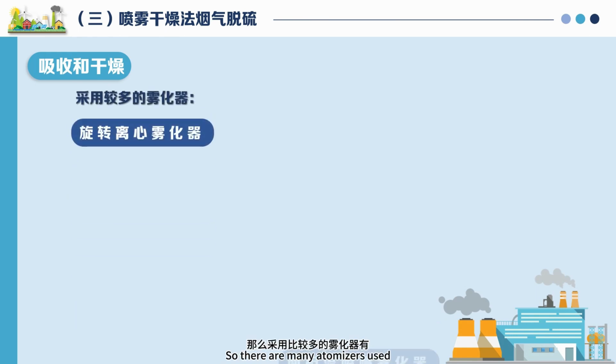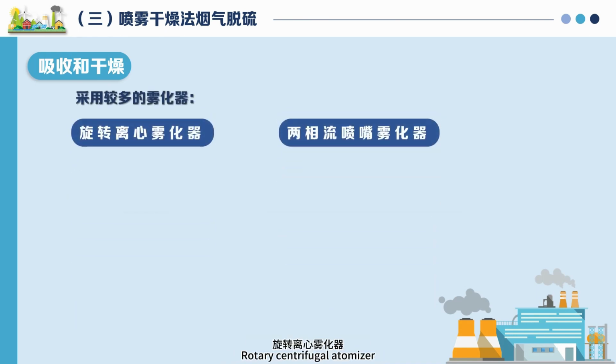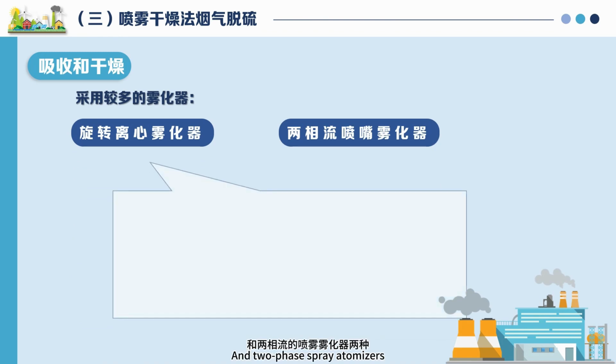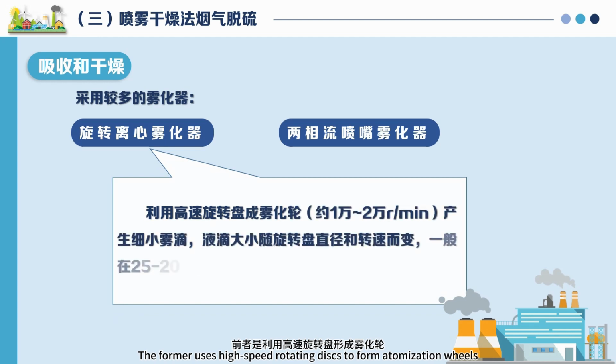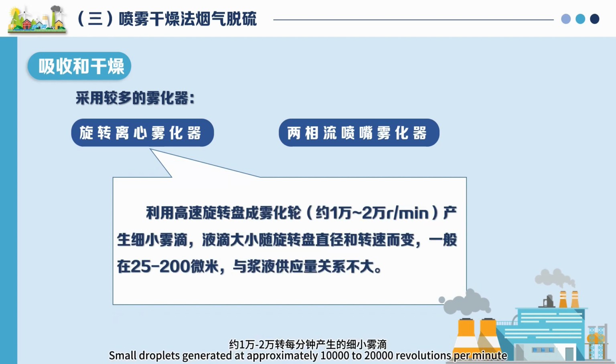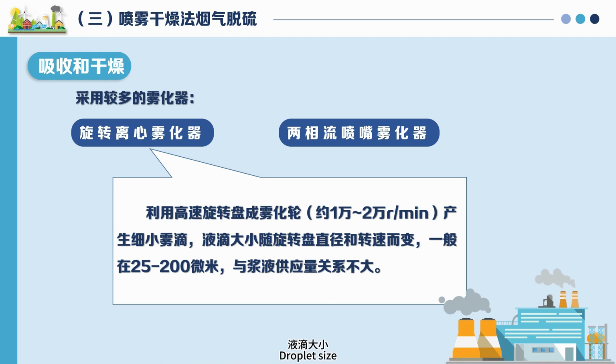so there are many atomizers used: the rotary centrifugal atomizer, and two-phase spray atomizers. The former uses high-speed rotating discs to form atomization wheels. Small droplets are generated at approximately 10,000 to 20,000 revolutions per minute. Droplet size varies with the diameter and speed of the rotary table, typically 25 to 200 microns. It has little to do with the supply of the slurry.